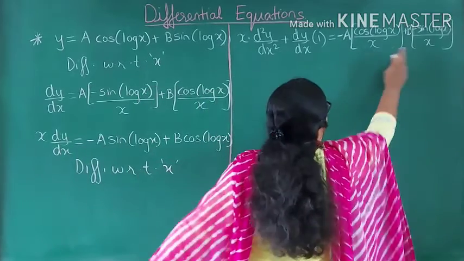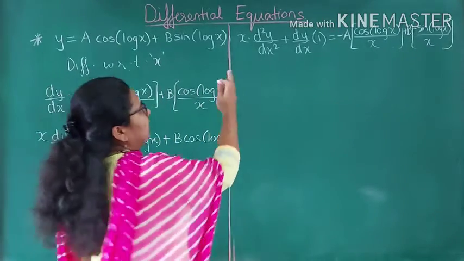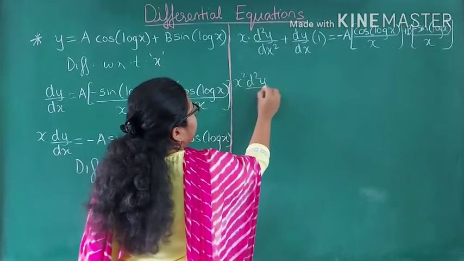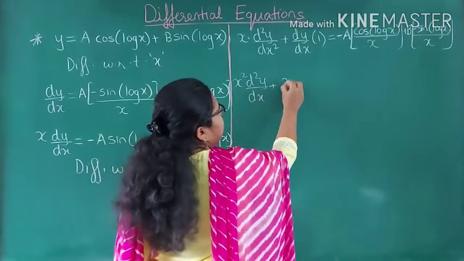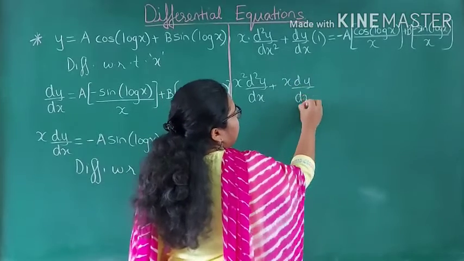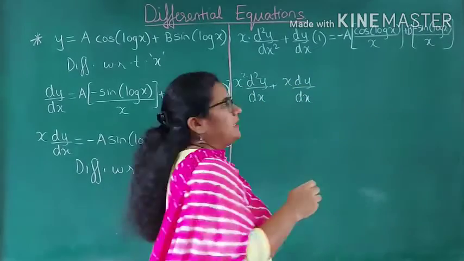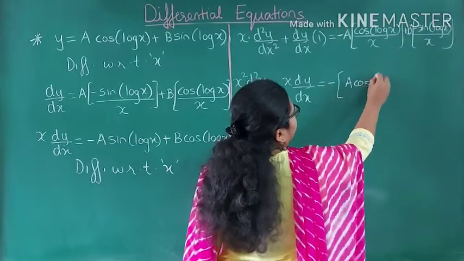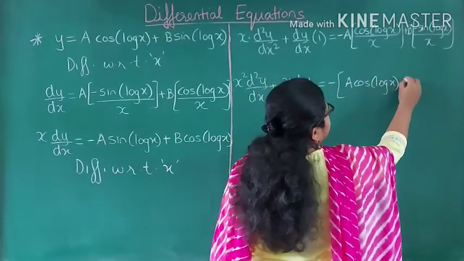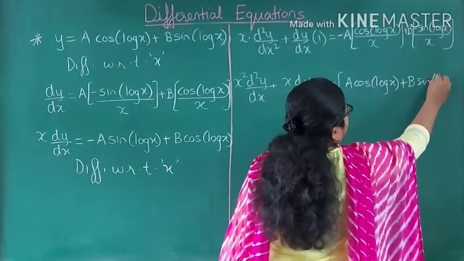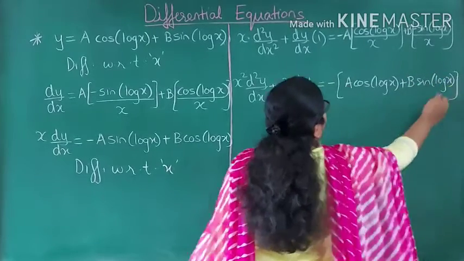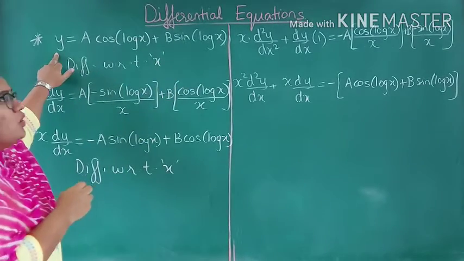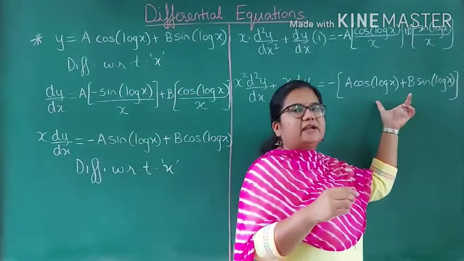Now again if you see, in both the terms x is there, so we can take x on the other side. So x into x becomes x square into d square y upon dx square plus x into dy by dx. Now both the terms have minus sign. I can take minus sign common out into a cos of log x plus b sin of log x. Now you can see a cos of log x plus b sin of log x is equal to y. So in place of this bracket you can write y.